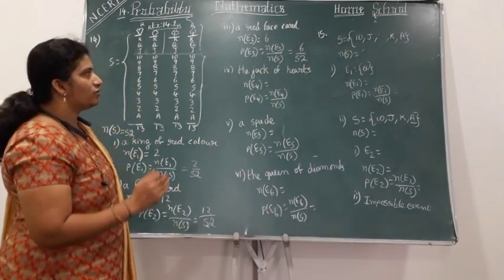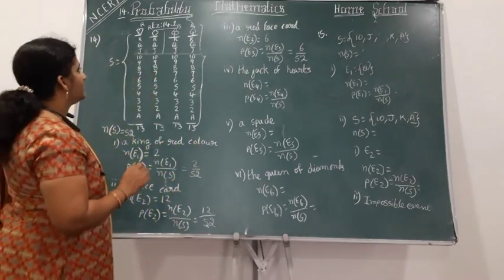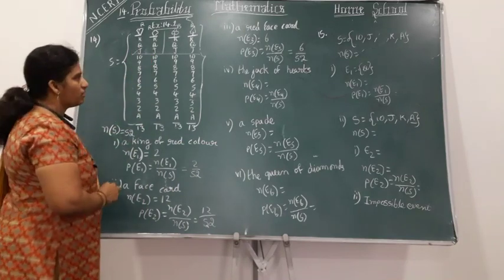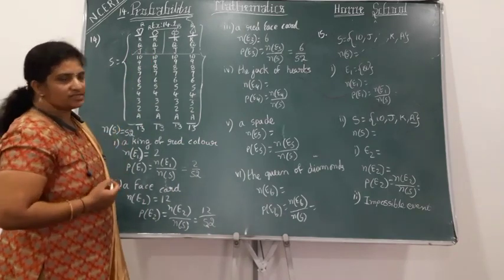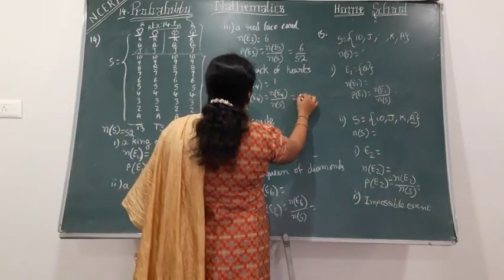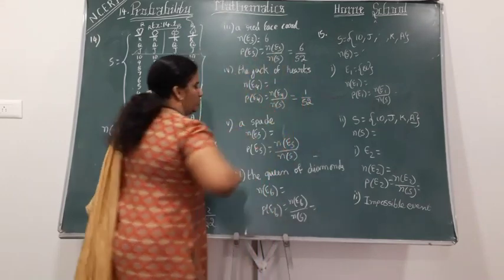Coming to your next, fourth sub question. The Jack of Hearts. Only this one. So how many you are having in this event? Only 1. So that will be 1. Probability of occurring this event is equal to 1 by 52.